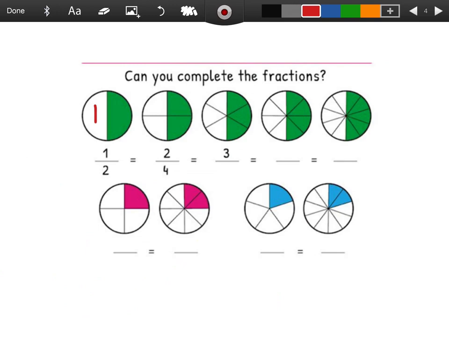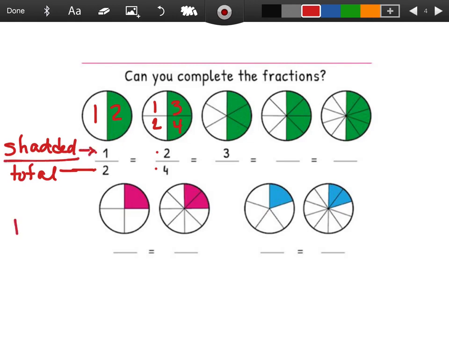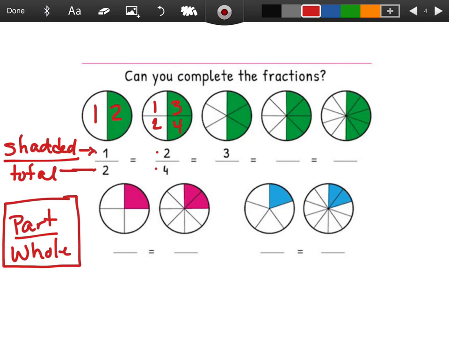So this one right here is 1/2. I've got one part, two parts. Okay, so 1/2. But look at the second one. There's 1, 2, 3, 4. So 2 shaded, 4 total. Remember, my total is always the bottom. Okay, and then the shaded is the top. And remember, when we did this, it was part over whole. That's how you make a fraction, part over whole.